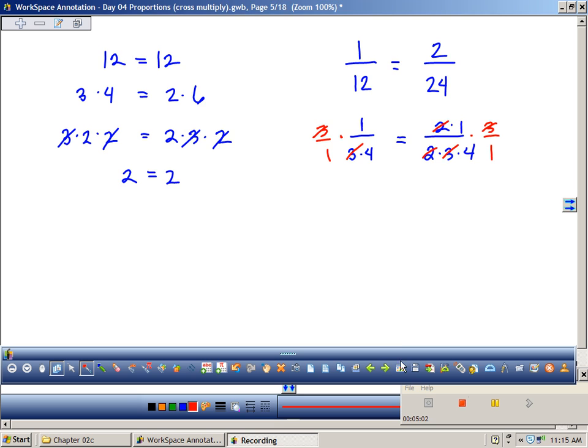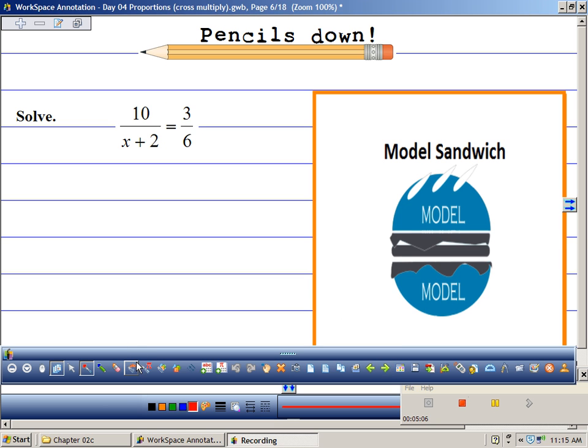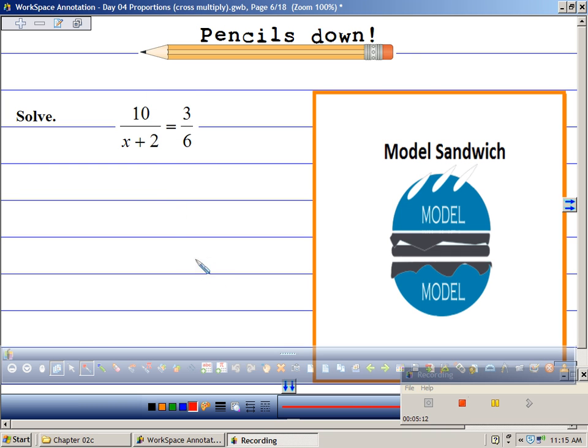All right, so hold on to this while we do this lesson. Pencils down. My first step on any type of proportion problem is to simplify. Factor and simplify.